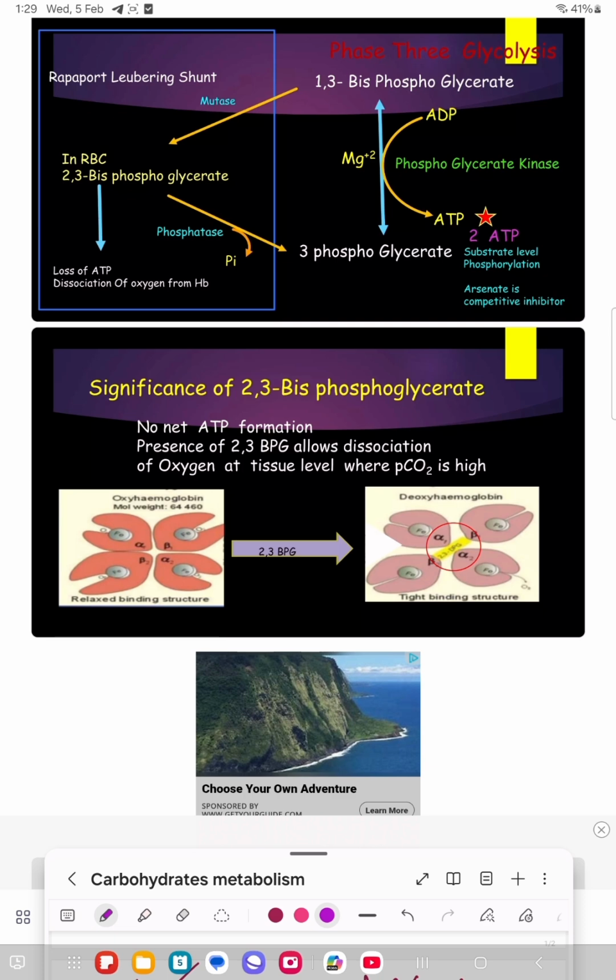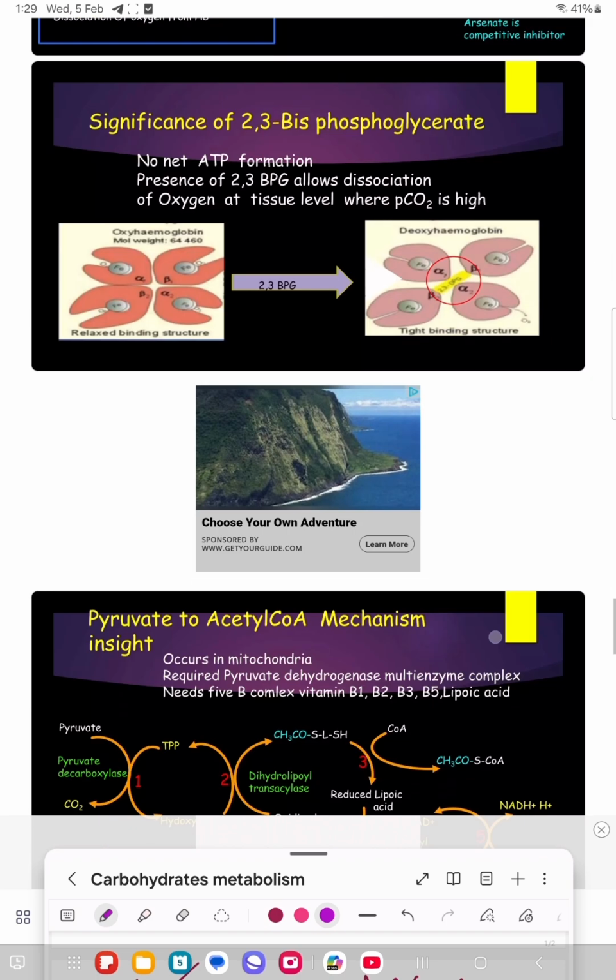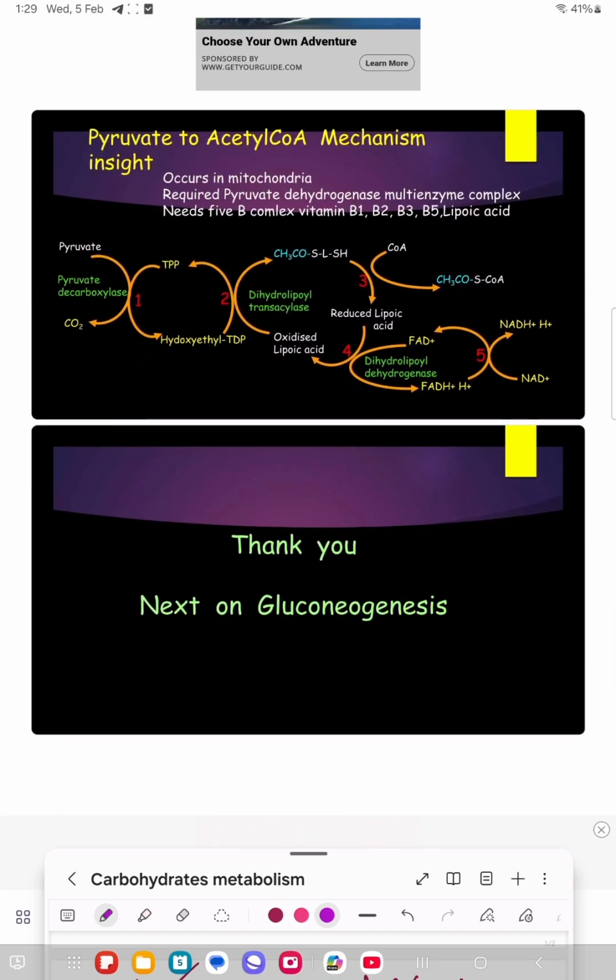Okay, when there is high binding of carbon dioxide with the blood, you will see that 2,3 BPG will dissociate the oxygen from the blood. And finally, thank you.